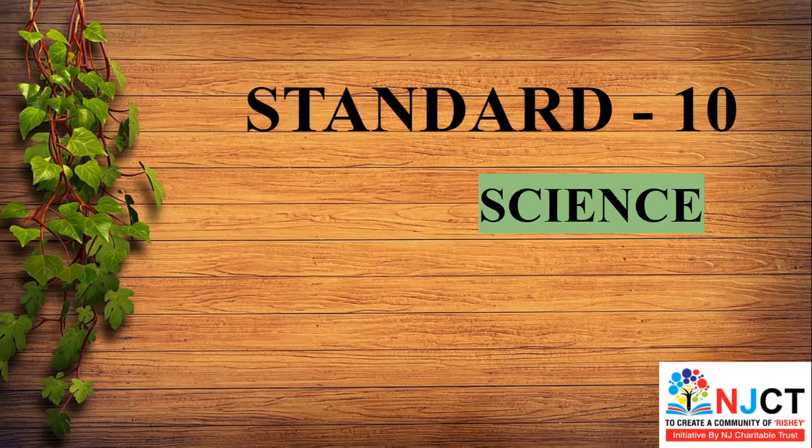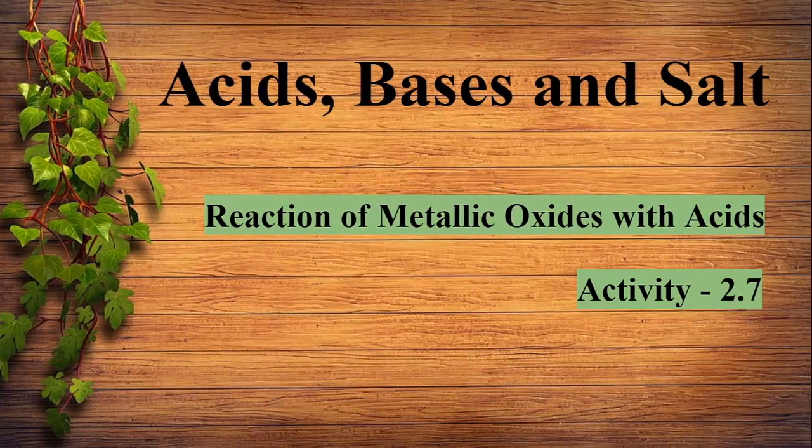In our previous video, we started chapter number 2, Acids, Bases and Salts. In this video, we are going to learn the topic reaction of metallic oxides with acid with the help of activity 2.7. In our recent previous videos, we learned the reaction of acid and base with metals, and metal carbonate and metal hydrogen carbonate with acid, and we learned the reaction between acid and base, that is, the neutralization reaction.